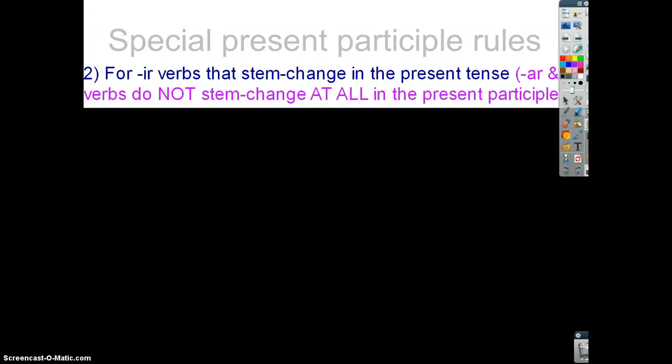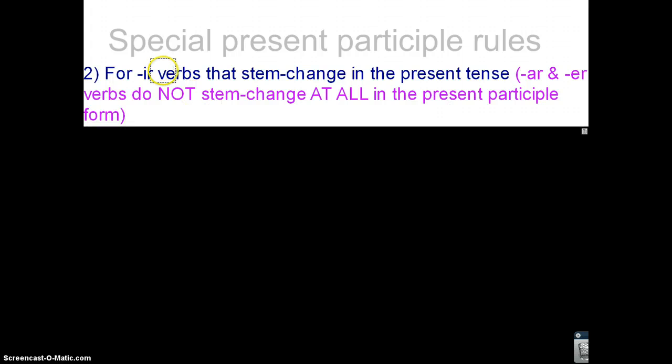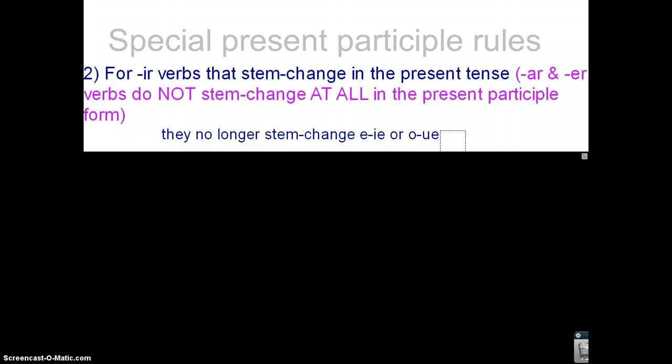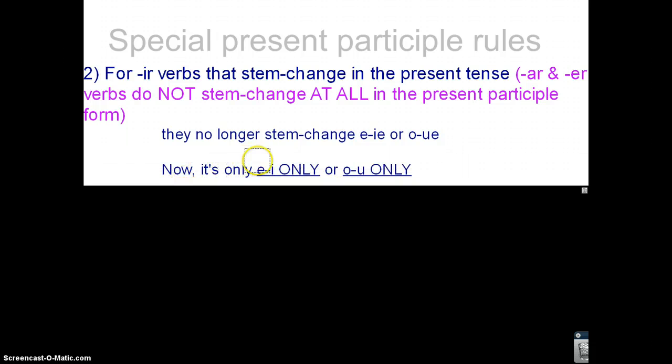You guys don't have to rewrite that because you already have that in your notes. Rule number 2 is for IR verbs that are stem changers in the present tense. So this does not apply to AR or ER verbs, only IR verbs, because AR and ER verbs do not stem change at all in the present participle form, but the IR verbs will. Let's look at what happens to them. They no longer stem change from E to IE or O to UE. Now it's only E to I only or O to U only. Do I know that I just put only in that sentence 3 times? Yes, I do. It's because it's very important.